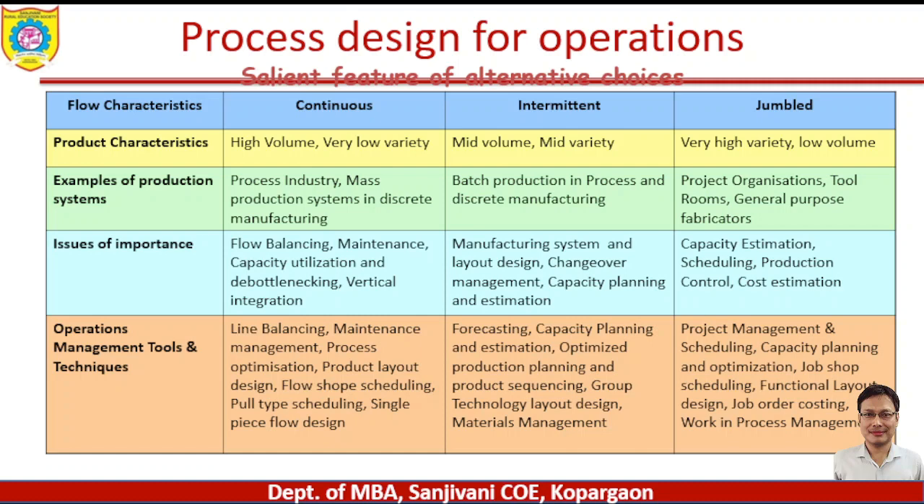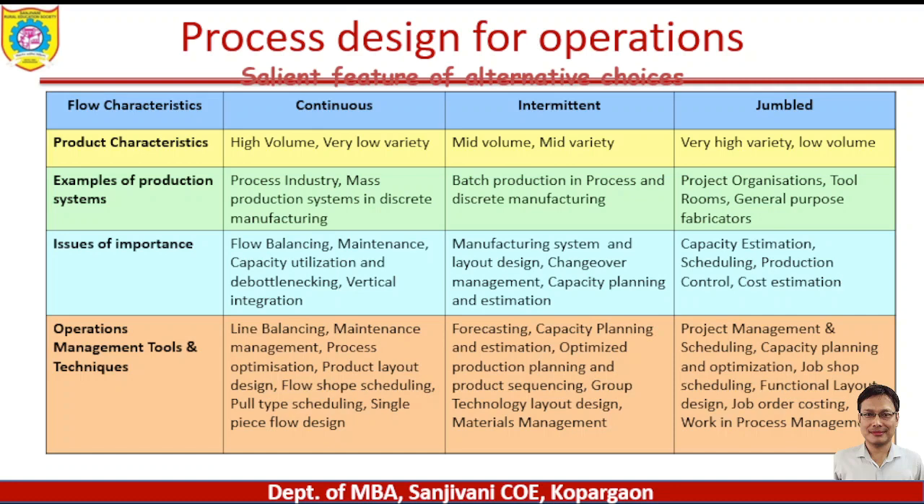Here you can find a table matrix which shows some of the salient features of alternative choices available with respect to the flow characteristics. Here, three types of flow characteristics are given. The first one is continuous flow, then intermittent, and the jumble flow. Let's see some of the salient features in continuous flow characteristics.